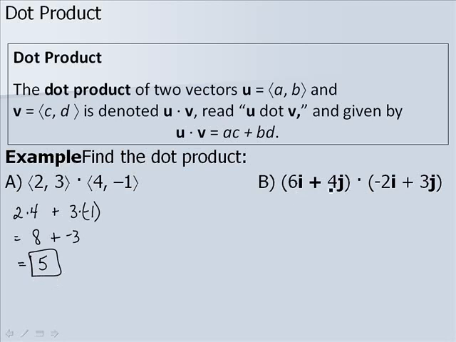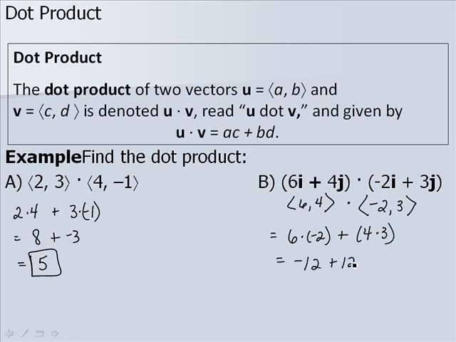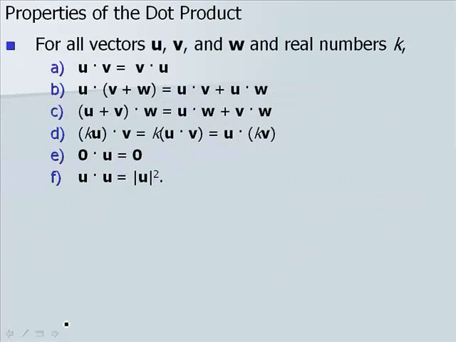Now in part B, we're going to rewrite our vectors here. This is <6, 4> times <-2, 3>, which will be 6 times -2 plus 4 times 3, or -12 plus 12, so we get a value of 0. Notice that our dot product can be positive, 0, or negative.